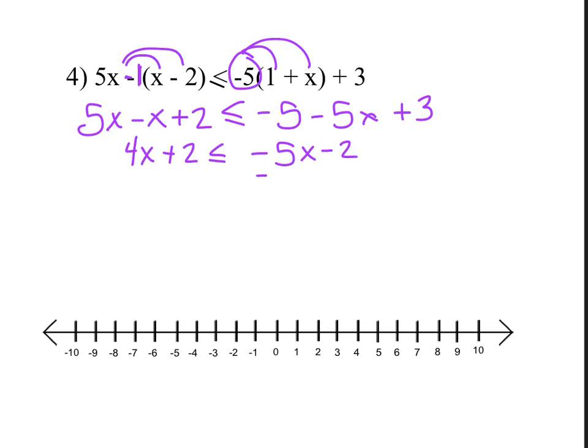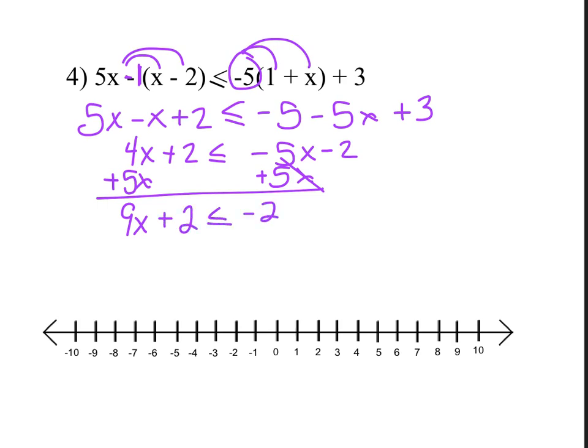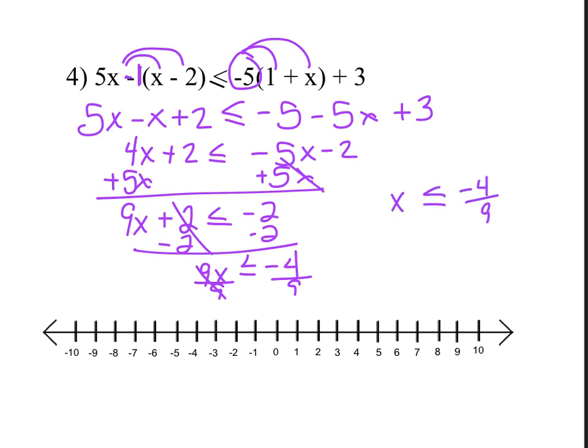Now move your variable. So I'm going to move that first and get my 5x. That has the nice effect that it no longer is negative. Subtract 2. So we get 9x is less than or equal to -4. Unless I screwed up somewhere. Nope, doesn't look like. Divide by 9. So x is less than or equal to -4 over 9.